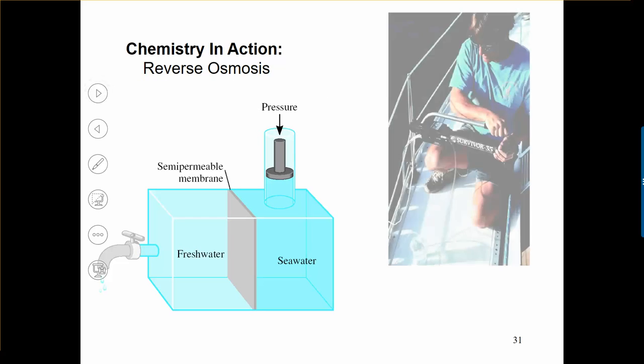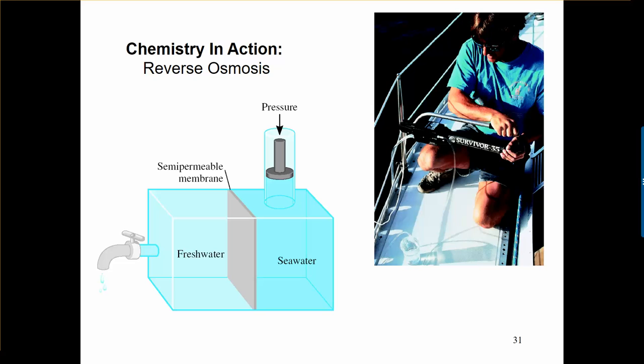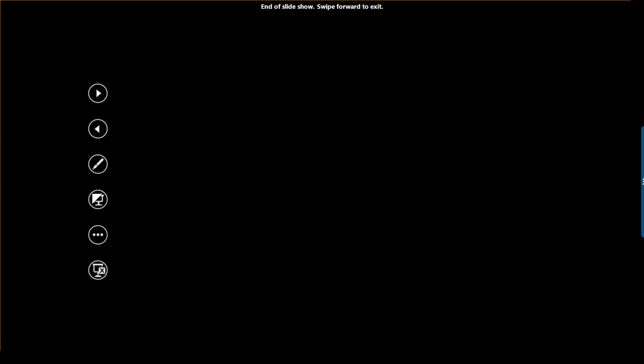Okay, or you could better use one of these, reverse osmosis. Okay, if you're stranded at sea, to drink the water, that'd be much better. Because what it's doing is it's creating a pressure that isn't natural. It's an unnatural pressure. The natural pressure would cause the fresh water to dilute the seawater. But if you pump a pressure here, then it's going to push it the other way, okay? And now you're purifying out the fresh water from the sea water, okay? And you can drink it then. Okay, that's it for that chapter.